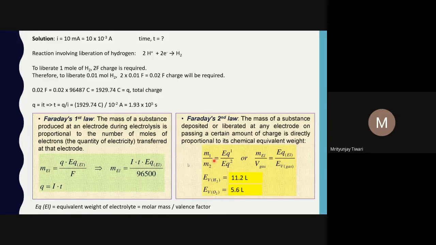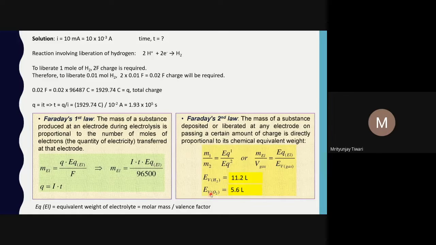If you divide these two equations, the proportionality constant will be cancelled out. So M1 divided by M2 will be equal to the equivalent weight of 1 divided by the equivalent weight of 2. Or, if it is not a deposition but just liberation of a certain amount of gas, measuring its mass is difficult, so one can easily measure the volume of the gas. The same thing one can use: the mass of the solid divided by the volume of the gas will be equal to the equivalent weight of the solid substance divided by the equivalent volume of the gaseous substance.